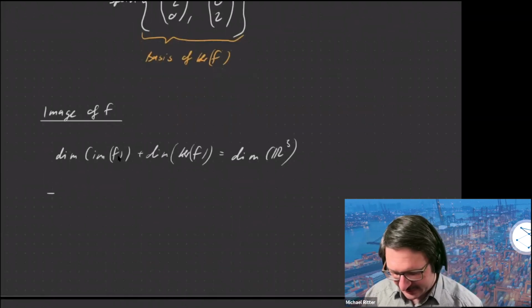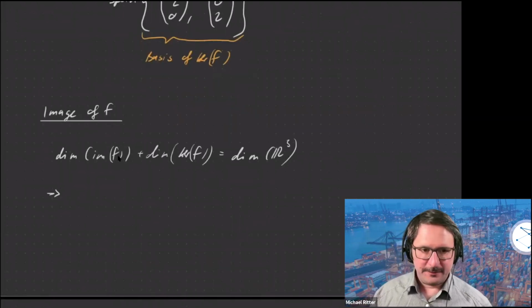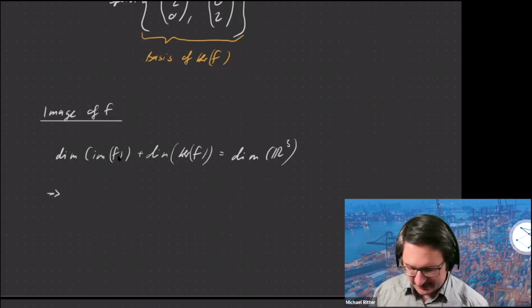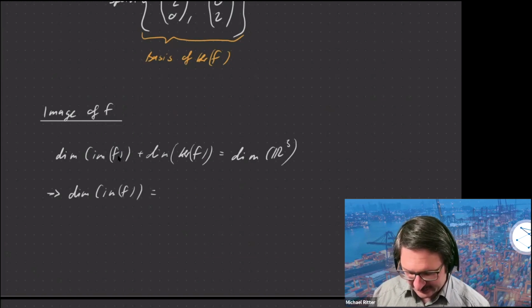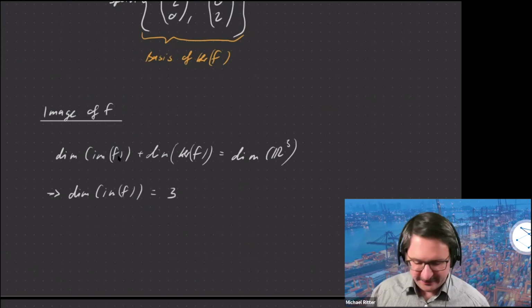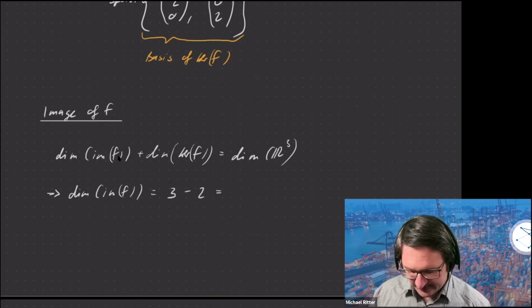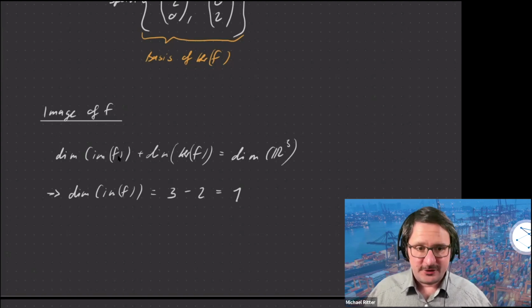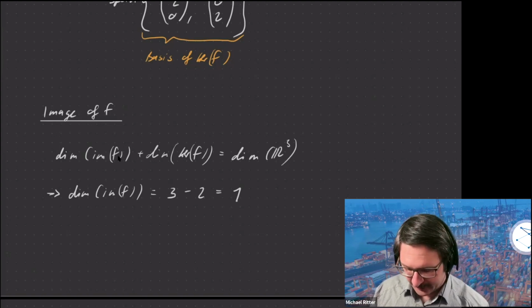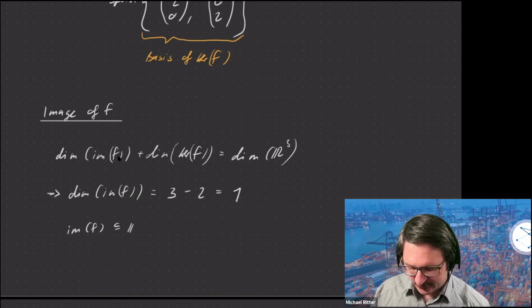So that means the kernel is 2-dimensional. The image therefore has to be 1-dimensional, right? So that's 3, the dimension of R3, minus 2 for the kernel, and that's 1. So the image of f is 1-dimensional. On the other hand, the image of f is clearly a subset of the codomain.